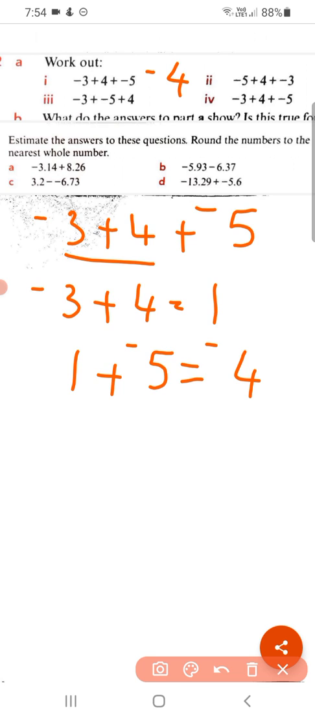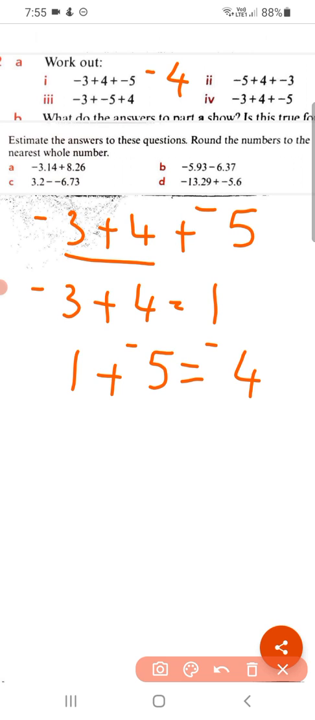So children, our question is negative 3 plus 4 plus negative 5. Negative 3 plus 4: 4 minus 3 is 1, and put the larger number's sign, that is positive. Then 1 plus negative 5. Here also we are adding numbers with different signs. Subtract and put the larger number's sign. 5 minus 1 is 4. Since the larger number is negative, our answer is also negative. So the answer is negative 4.